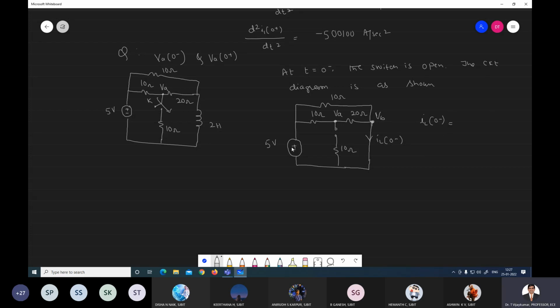This is a voltage source, no? One current will be flowing like this and it is open, so you can neglect this. Another current is flowing in this branch, and the sum of these currents is IL at 0 minus. One current flows like this, another flows this way, and these two combine. It is 2 by 3 amperes, 0.66.